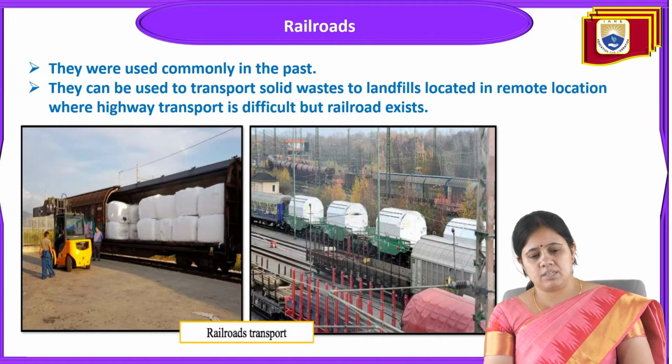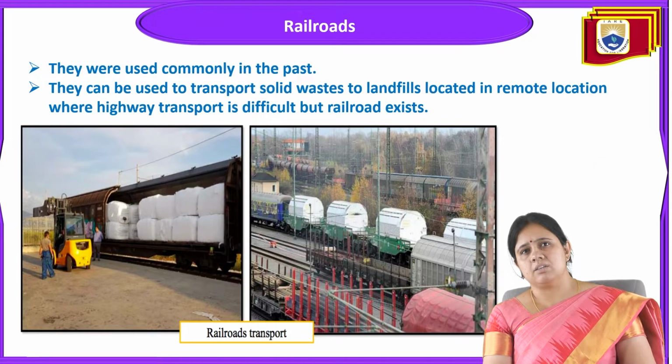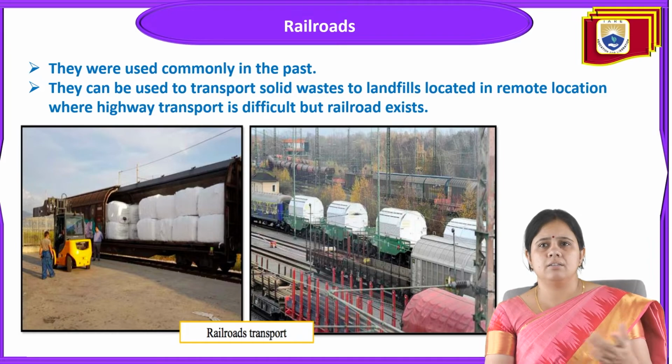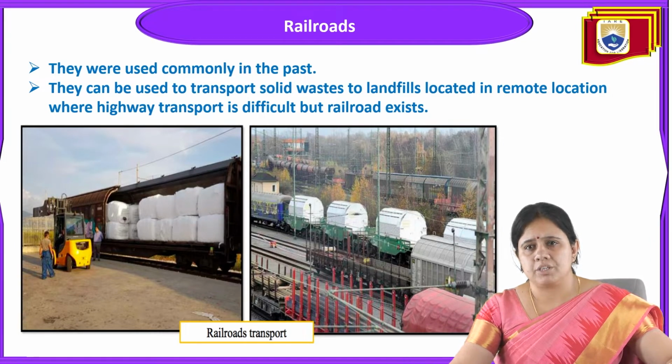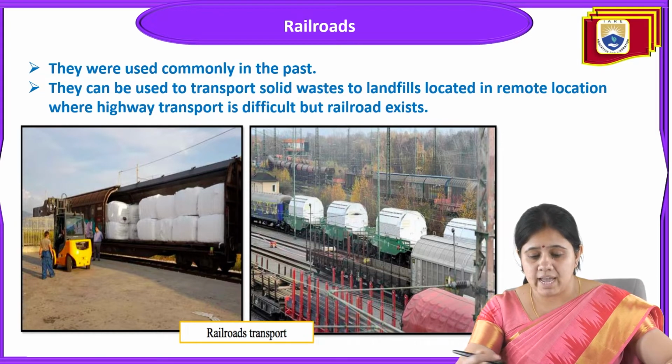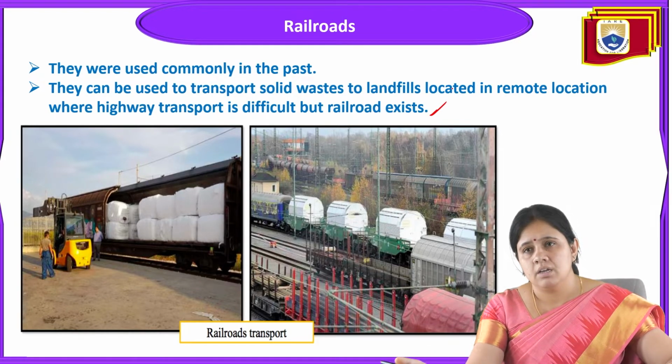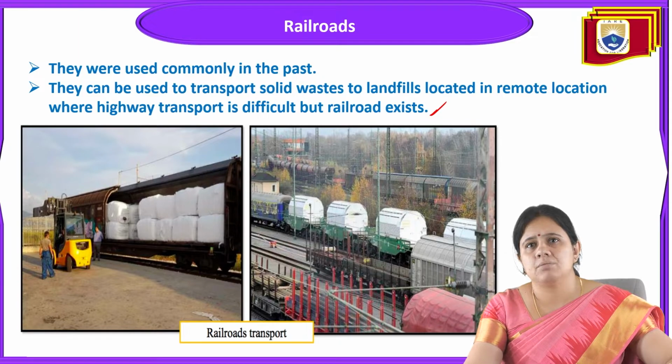And the next point is the different means of transport. The railroad is another means of transport. In the past this railroad system was used, and it can be used to transport solid waste to landfill located in very remote areas where highway transport is difficult, but railroads exist. You can see the pictures; this was used in the past.